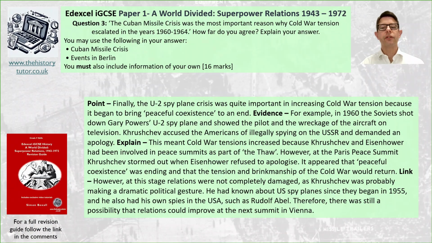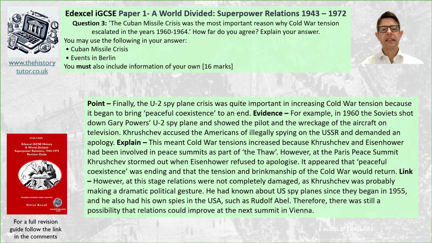Okay, so I said finally the U-2 spy plane incident was quite important in increasing Cold War tension because it began to bring down peaceful coexistence. For example, in 1960, the Soviets shot down Gary Powers' U-2 spy plane and showed the pilot and the wreckage of the aircraft on television. Khrushchev accused Americans of illegally spying on the USSR and demanded an apology.